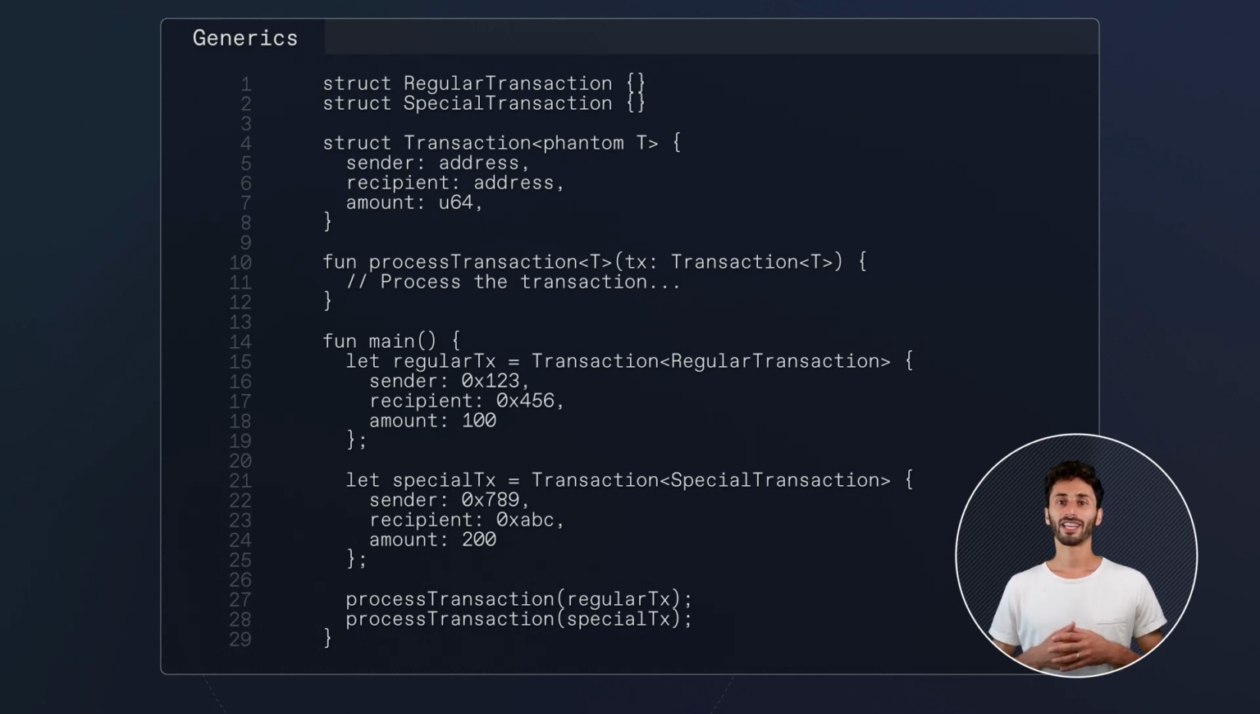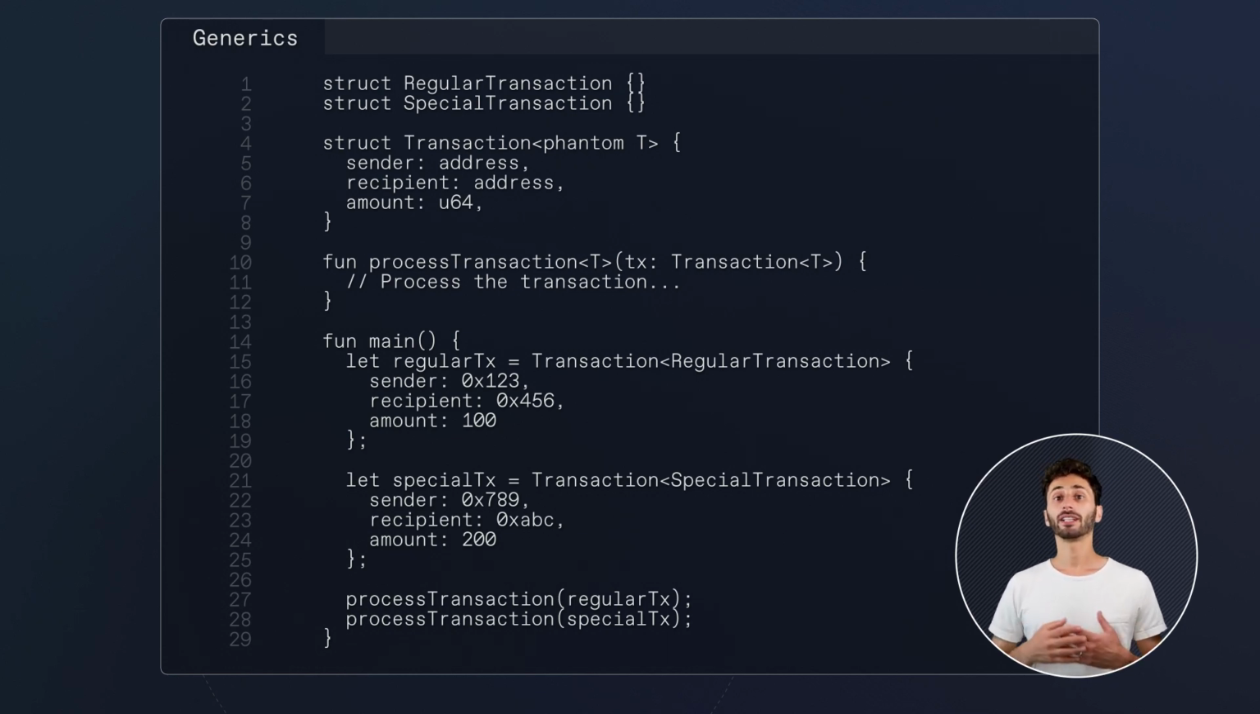Well, one possible use case is when you want to differentiate between different kinds of transactions without actually using their specific types. For instance, you may have two different kinds of transactions, regular transaction and special transaction. You can create instances of transaction regular transaction and transaction special transaction without actually needing to access the specific fields or behaviors of regular transaction or special transaction. The phantom type parameter allows you to differentiate between these two types of transactions without impacting the struct itself.